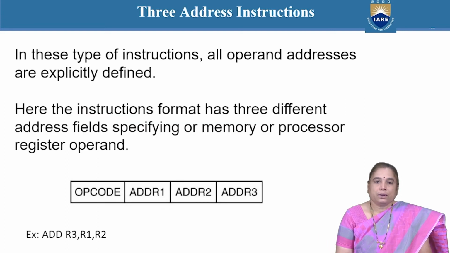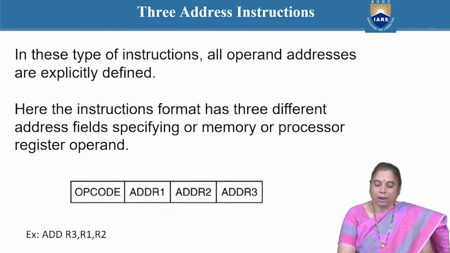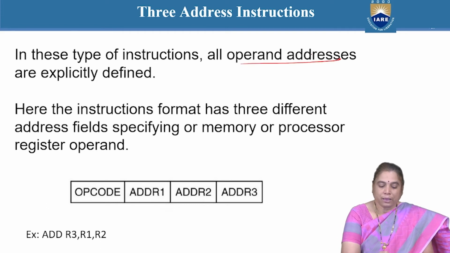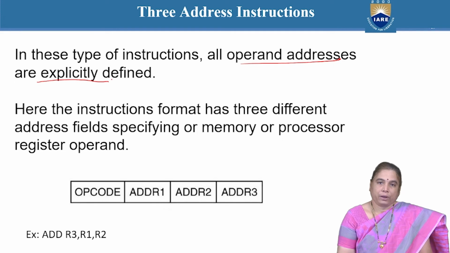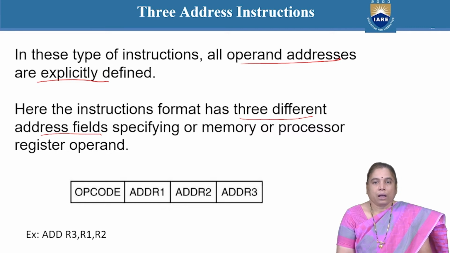What is three address instruction? In this type of instruction, all operand addresses are explicitly defined. And here the instruction format has three different address fields specifying memory or processor register operands. So the operands are generally available in the CPU registers or from memory.